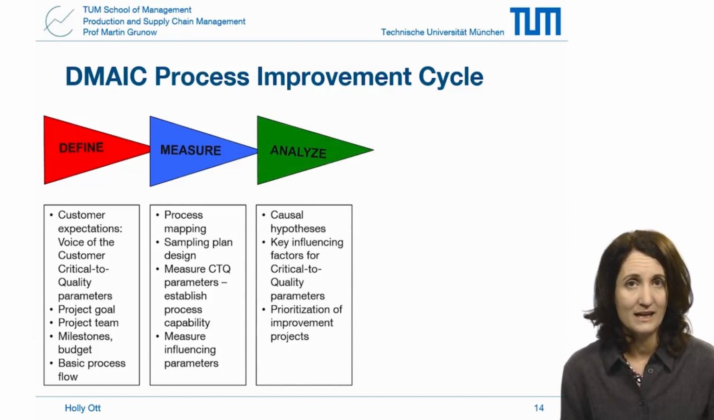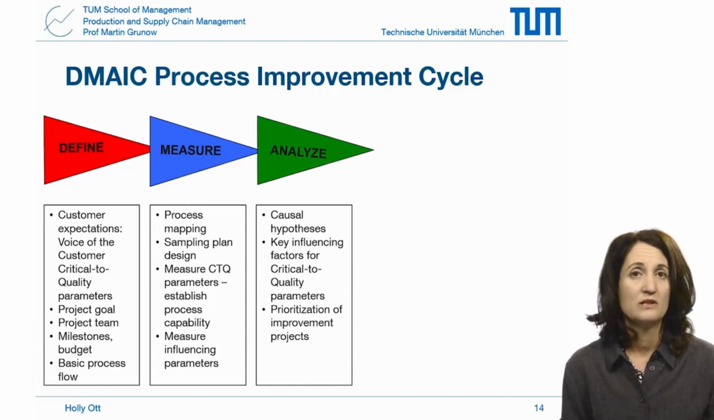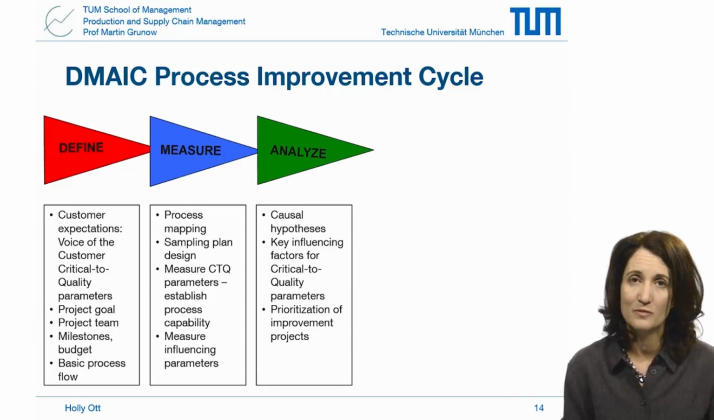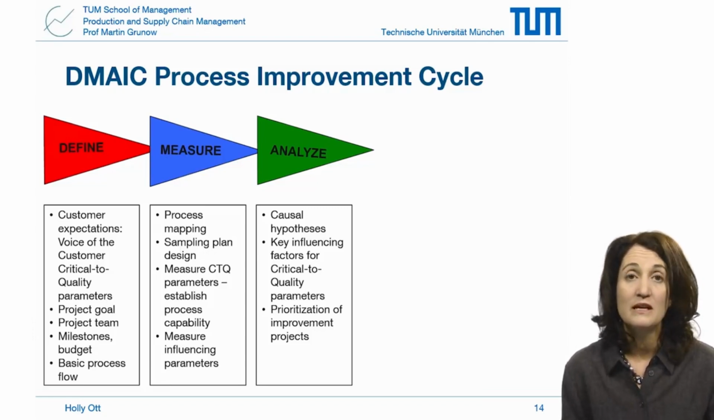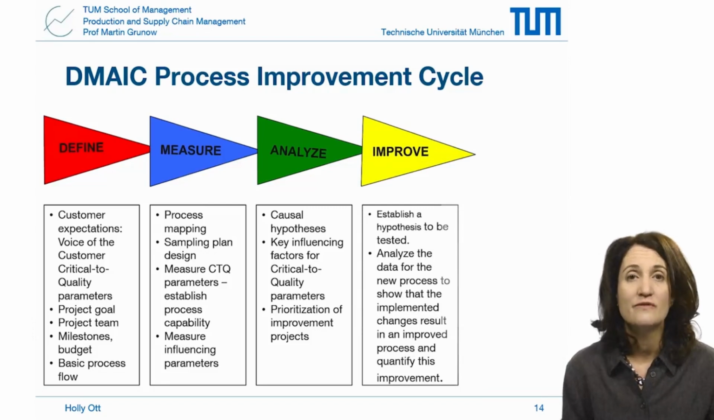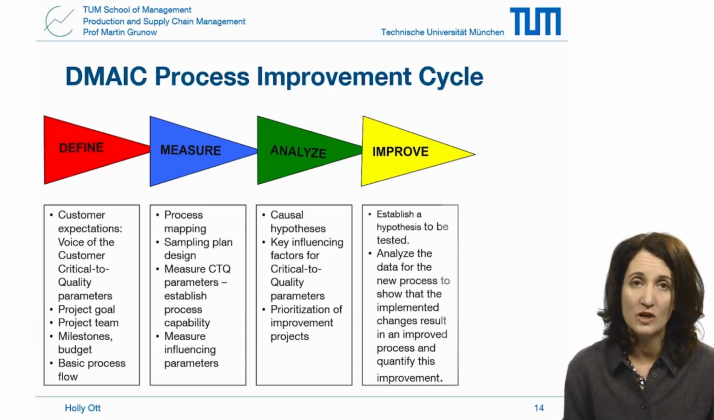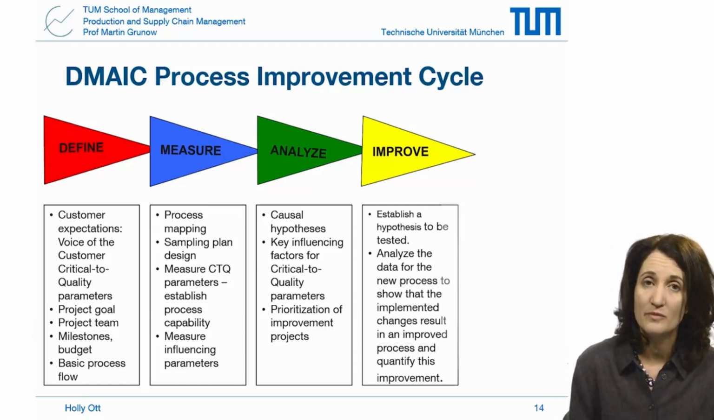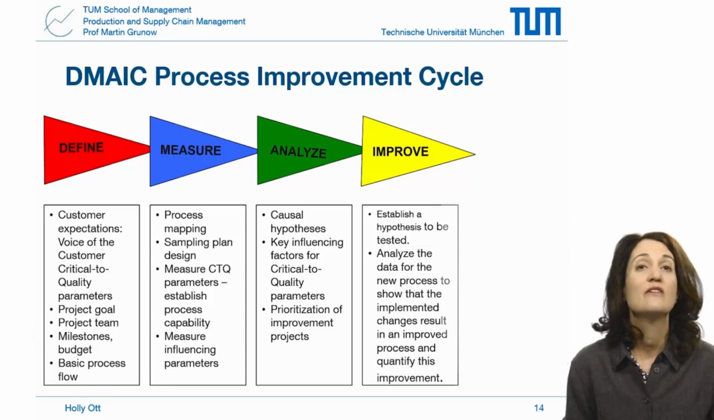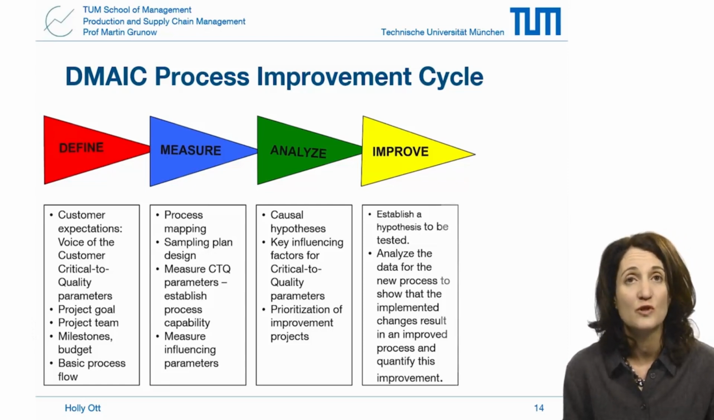In analyze, we need to analyze all of the data. We need to confirm what we call the vital few determinants of the performance. These are the key influencing parameters that affect our critical to quality outputs. We want to establish hypotheses for improvement, and then in improve, you want to validate these hypotheses, and you want to develop ideas to remove root causes, design and carry out experiments to optimize the process, and finally establish a solution for the process improvement.